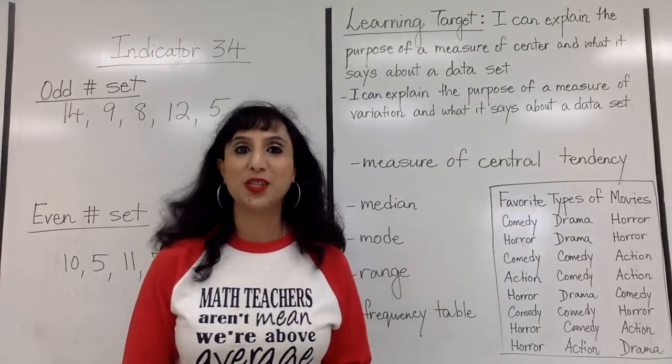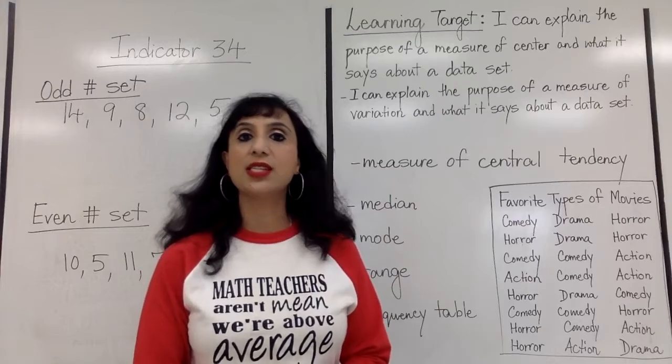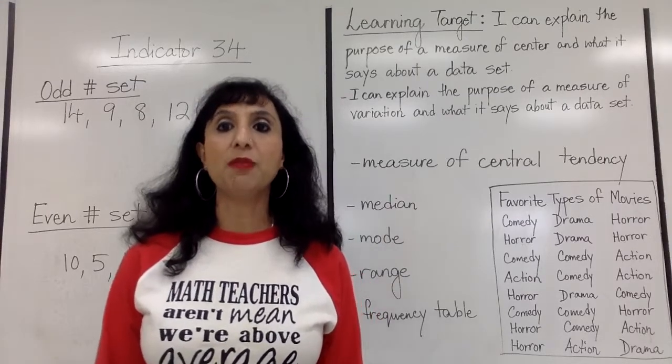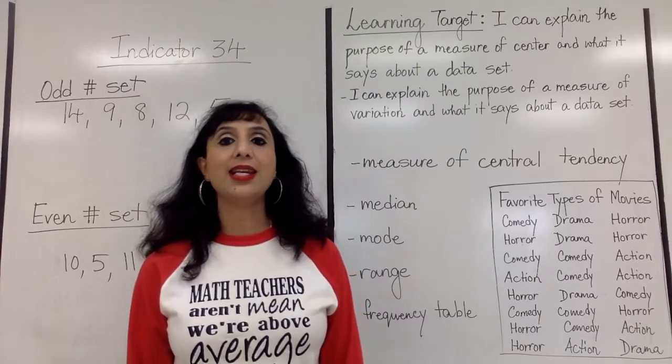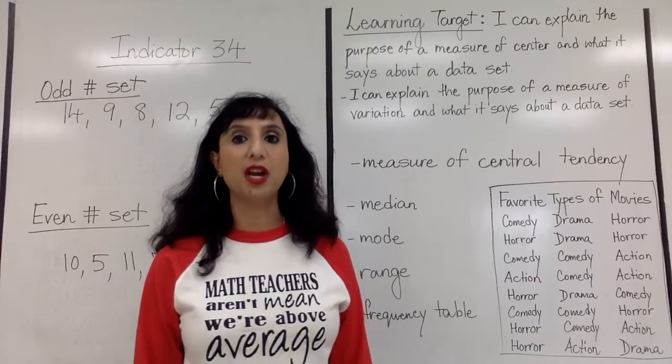All right, back to indicator 34. And again, the learning target is the same because it's the same indicator. I can explain the purpose of a measure of center and what it says about a data set. And I can explain the purpose of a measure of variation and what it says about a data set.